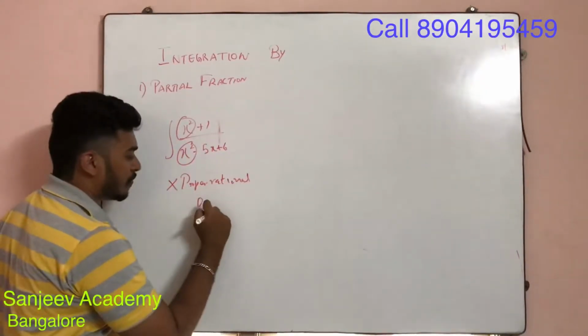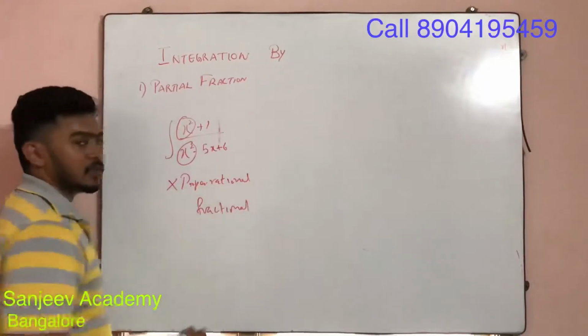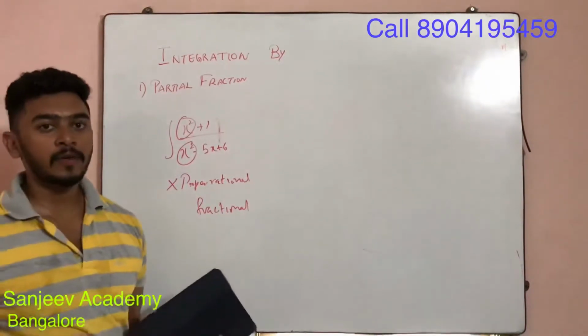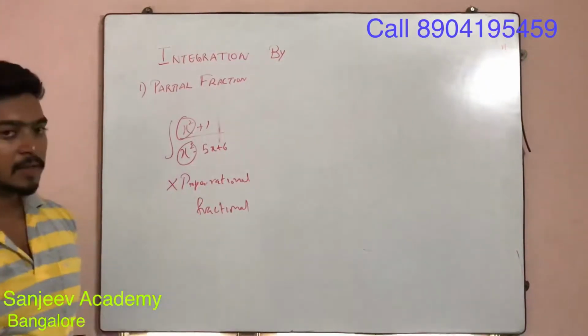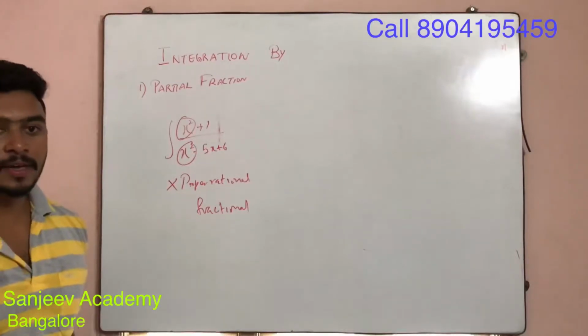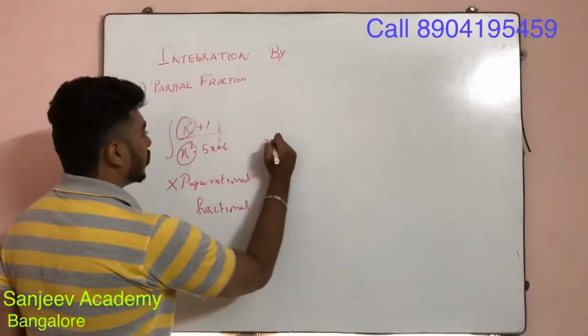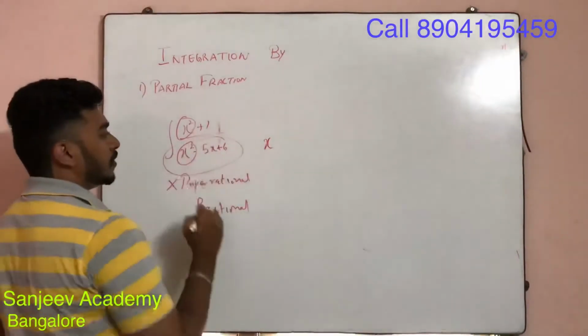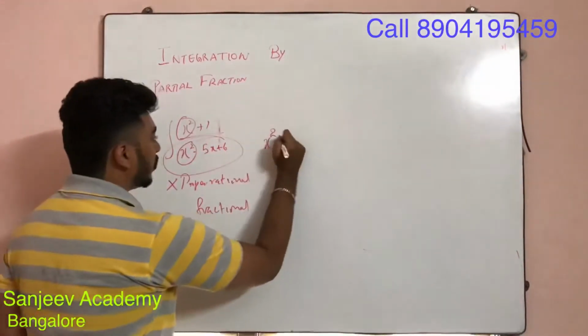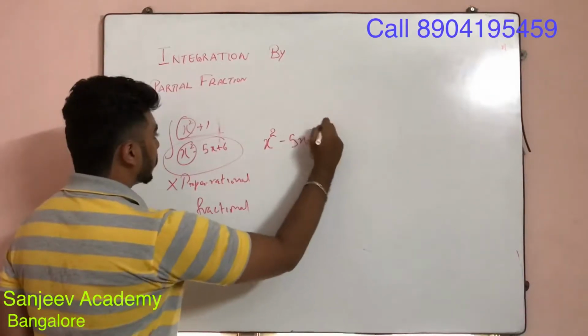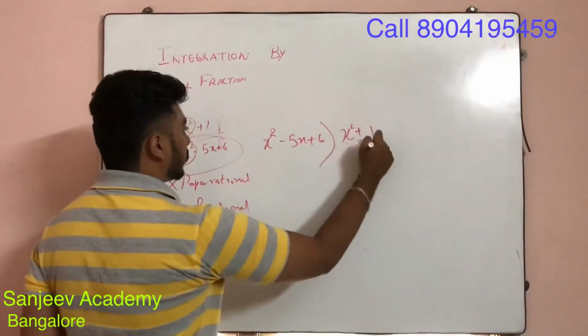So we just go back to our class 7th long division method. Not 8th, not 9, not 10. Just go back to class 7th. Just divide with the normal division method. Divide x square plus 1 by x square minus 5x plus 6.